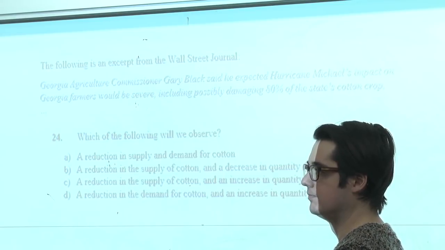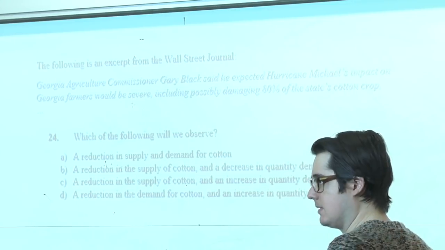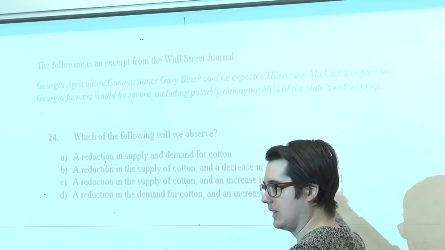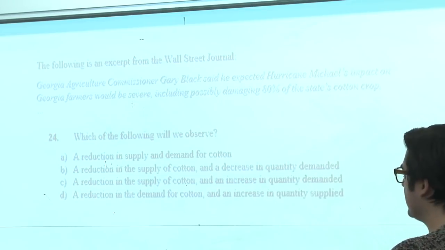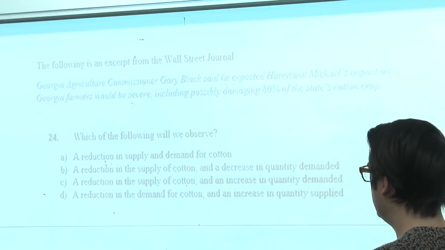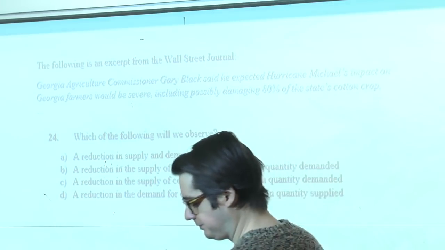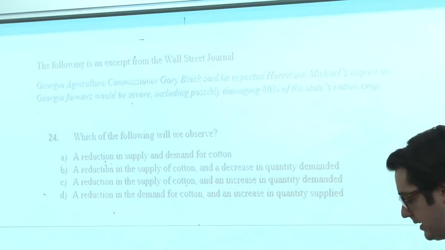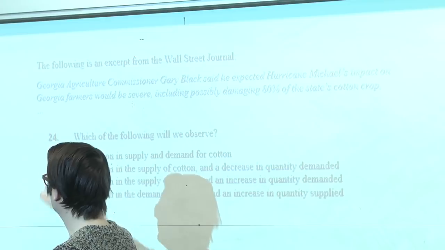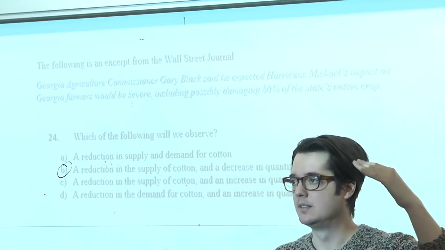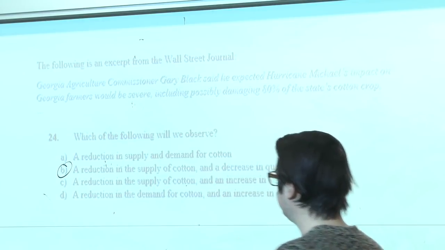Is that true? No, why not? Yeah, this isn't going to make us demand less cotton, right? That doesn't make any sense. B, a reduction in the supply of cotton and a decrease in the quantity demanded. Is that true? Yeah, exactly right. Supply curve shifts back. That's going to decrease the quantity demanded, which this was clearly going to do.